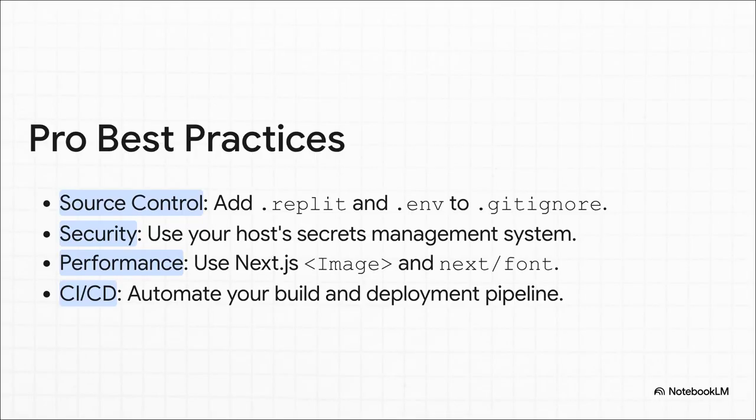A successful migration doesn't just end when the app starts working. Now's the time to level up and set up a pro workflow. First, source control. Make sure your .gitignore is up to date. Second, security. Use your host's system for managing secrets. Third, performance. Make sure you're using Next.js's built-in image and font components. And finally, automation. Set up a CI/CD pipeline to automate your deployments. This is the stuff that separates the hobbyists from the pros.